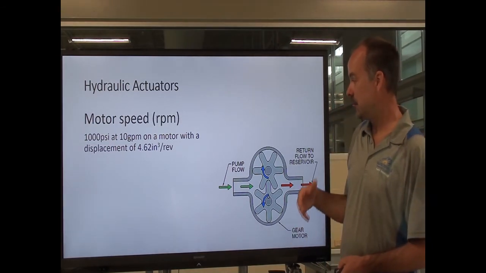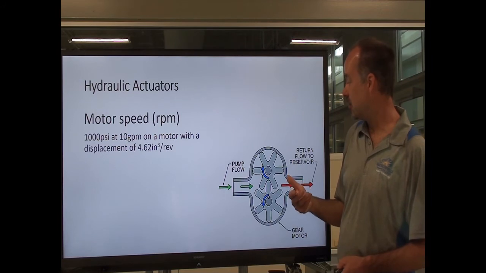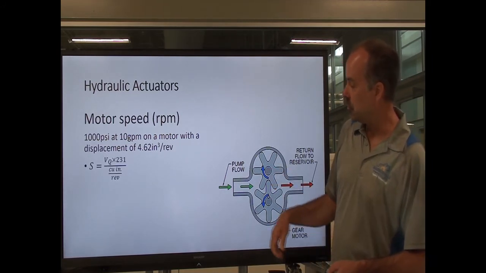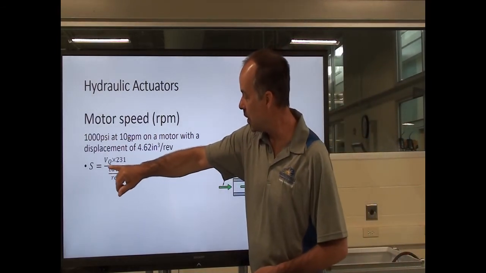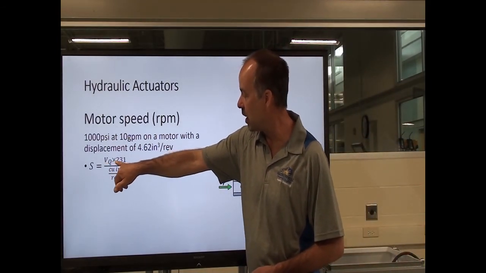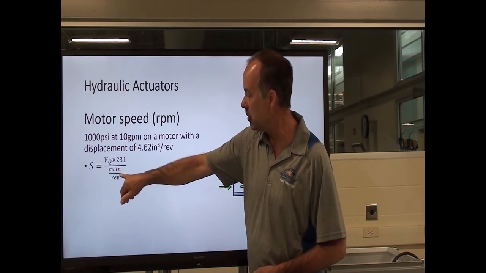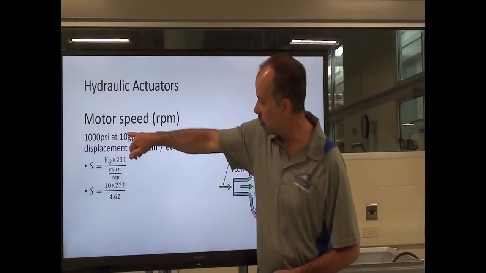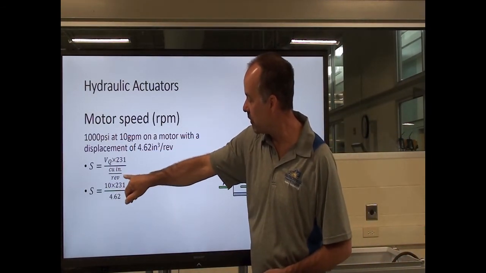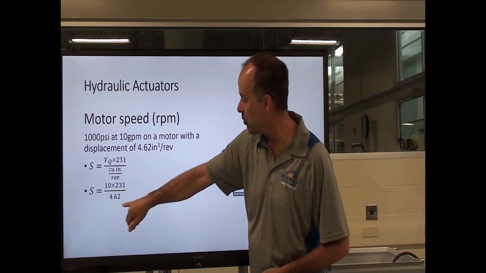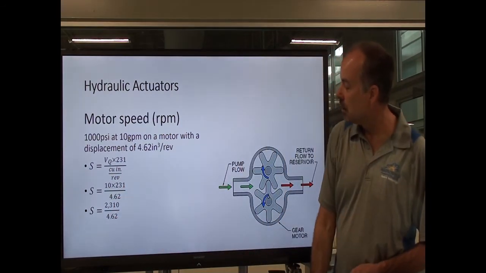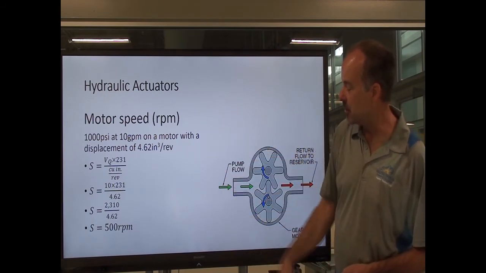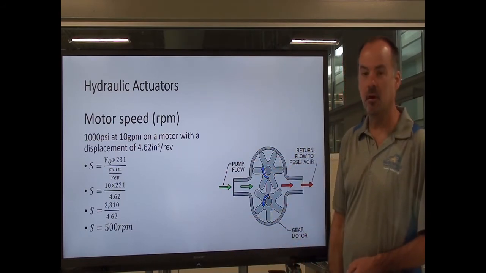Speed, like I said before, is based on displacement and flow. So here's your formula for this one. And notice the 231 again is our constant. So we take our flow times 231 and divide it by our cubic inches per revolution. So our flow, 10 gallons per minute, times our 231 divided by our cubic inches or volume per revolution. Working on down, this motor would spin at 500 RPMs.